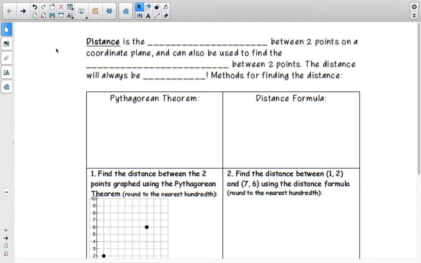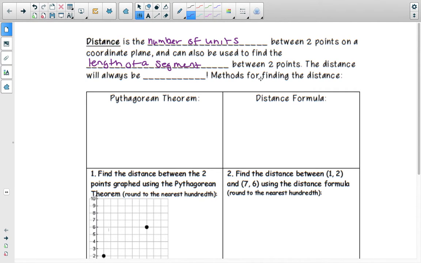This video is on the distance formula. Distance is the number of units between 2 points on a coordinate plane. It can also be used to find the length of a segment between 2 points. The distance will always be positive.